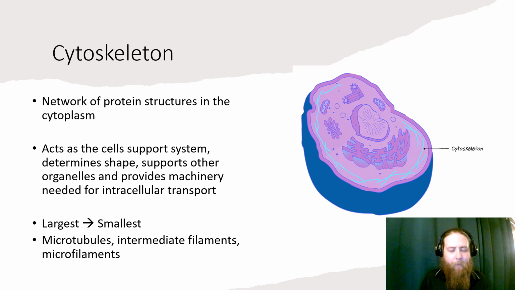All right, next up, not really an organelle, but we're going to talk about the cytoskeleton. This is a network of protein structures in the cytoplasm, and they're going to act on the cell as a support system. They're going to determine cellular shape, support other organelles, and provide machinery needed to move things intracellularly. Going from largest to smallest, we have microtubules, intermediate filaments, and then the smallest one, microfilaments. We're going to start on the smallest one, microfilaments.